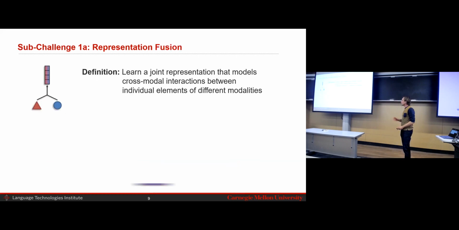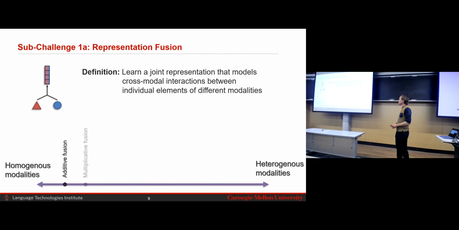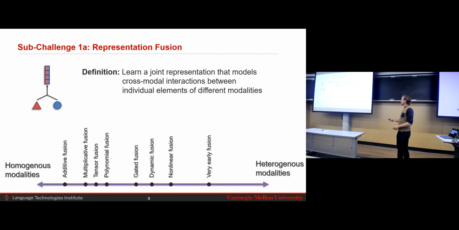So fusion, we discussed a lot of different approaches. We talked about additive, multiplicative, tensor, and polynomial. We also talked about gated, and that gives us the possibility of dynamic fusion. And then we talked about nonlinear. We didn't talk about very early fusion, and that's what I will talk about today.